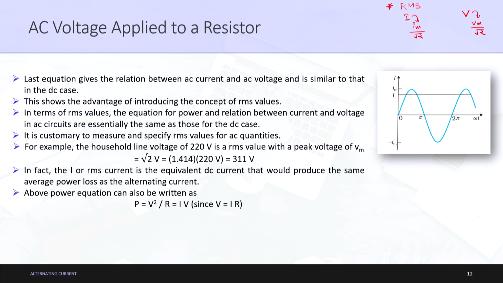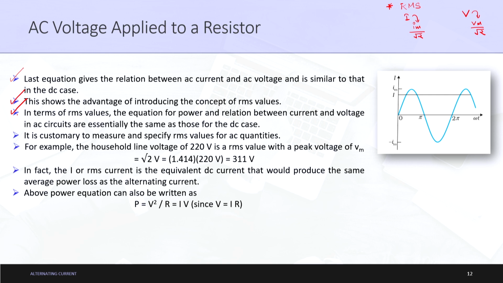The last equation gives the relation between the AC current and the AC voltage and is similar to that in the DC case, because capital V equal to IR came in the sequence. This shows the advantage of introducing the concept of RMS value. That is how we can relate AC voltage with DC voltage, or AC current with DC current. In terms of RMS values, the equation for power and the relation between current and voltage in AC circuits are essentially the same as those for the DC case.